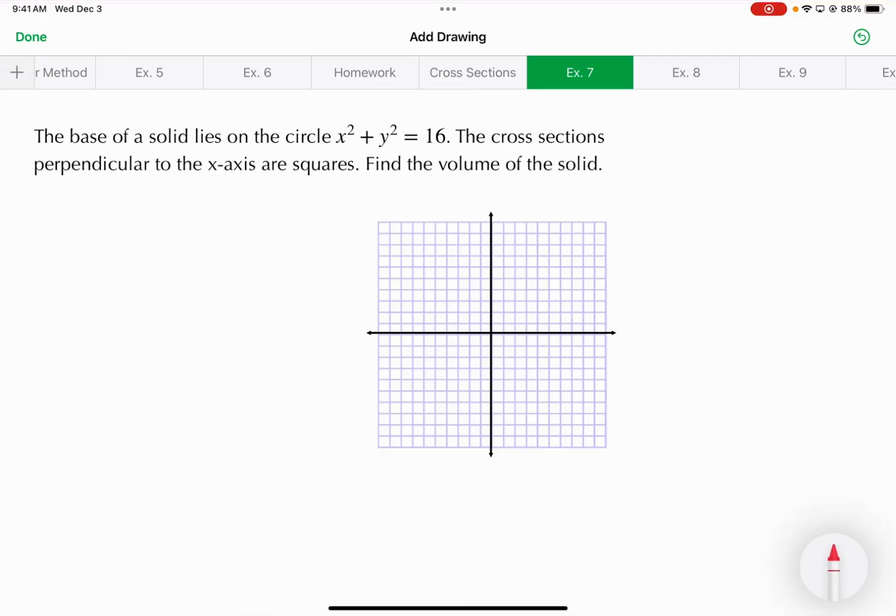Now, the way that we build our solids is going to be much different than the problems that you guys saw. A lot of the problems revolve around us building a solid based on a flat surface. So we're going to have one flat surface, and then we're going to build a solid off of that flat surface. So we're going to say the base of a solid lies on the circle x squared plus y squared equals 16. The cross-sections perpendicular to the x-axis are squares. Find the volume of the solid.